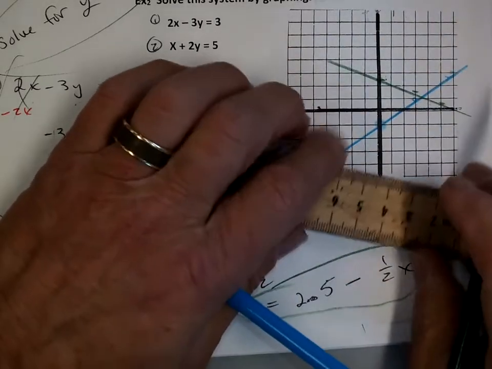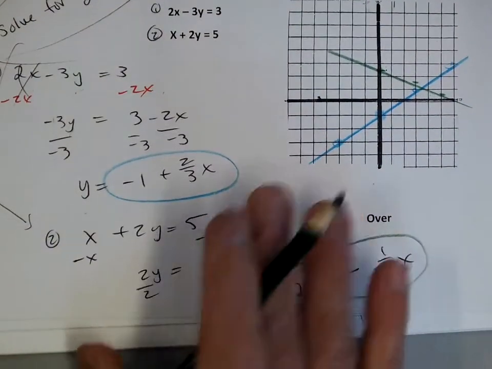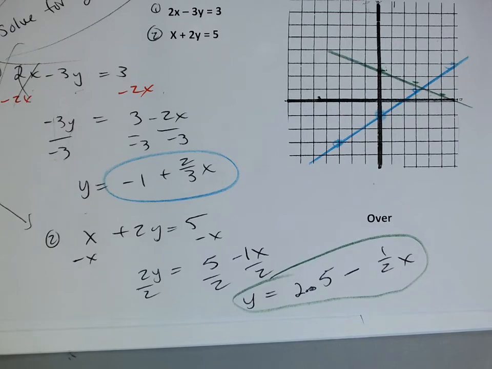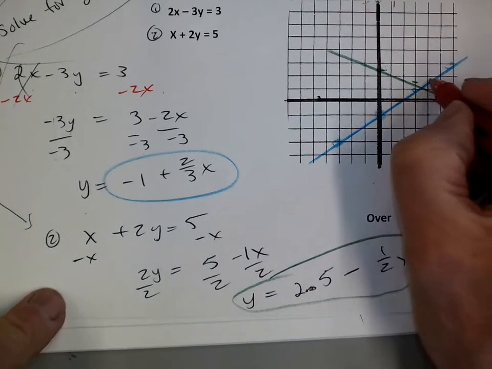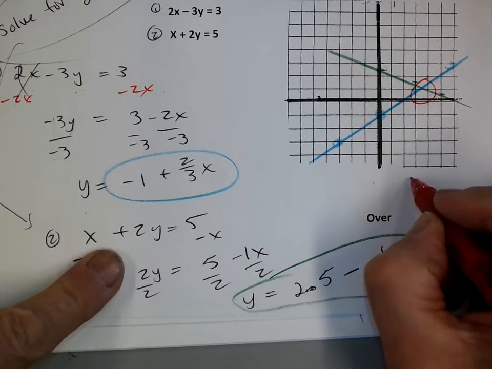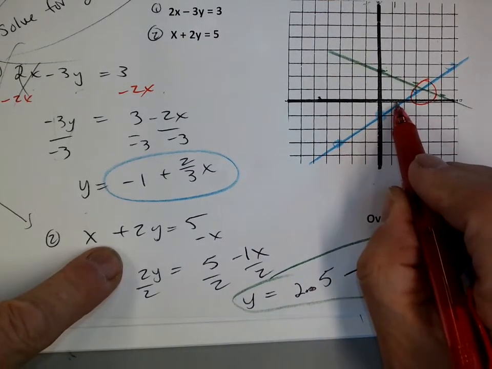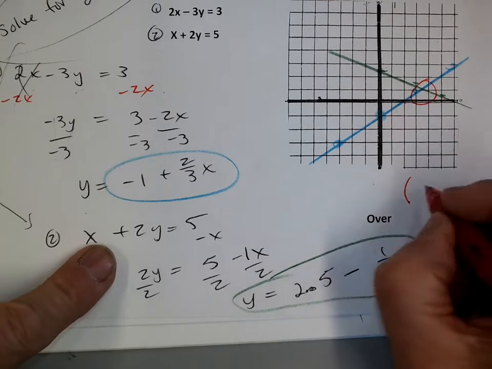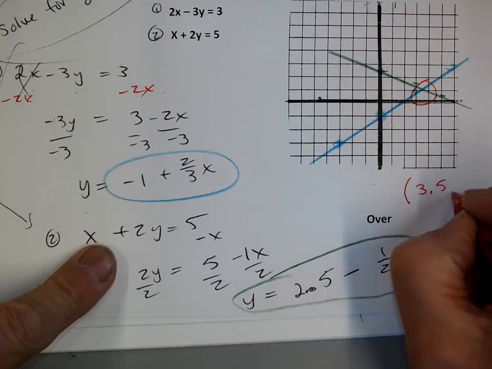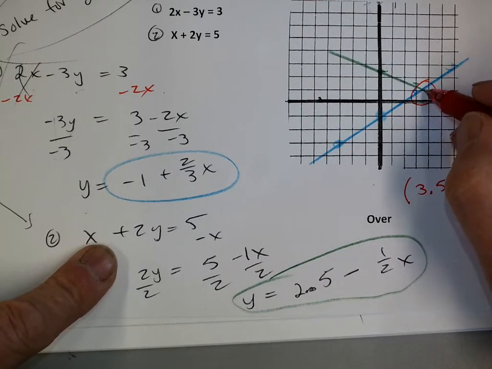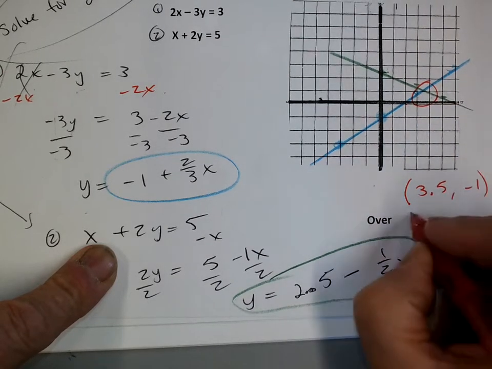Now, here's the hard part. The best I can do right now is guess. So I think they intersect here. And it's just a guess, right? So my guess is I think it is at 1, 2, maybe 3.5, and then up maybe -1. I'm not sure. But that's a guess.